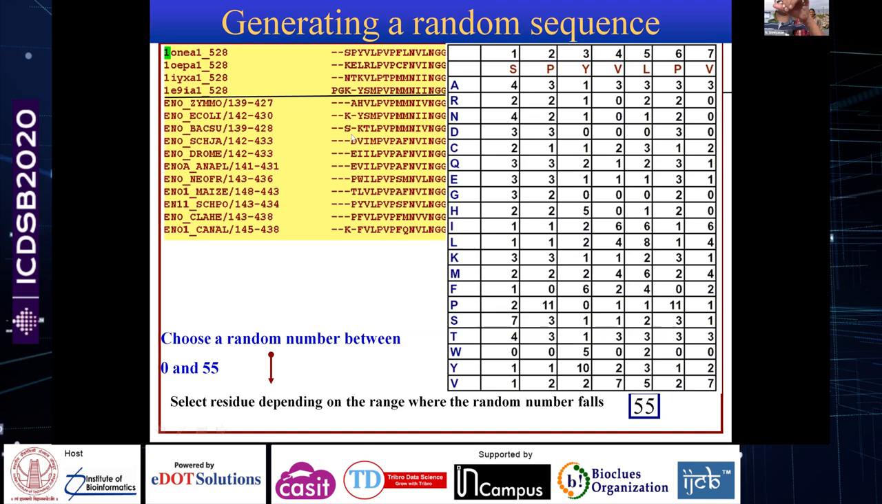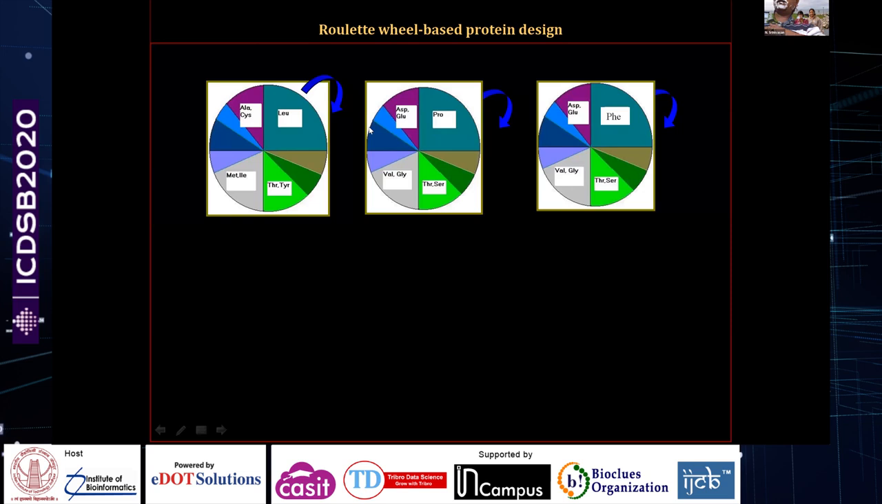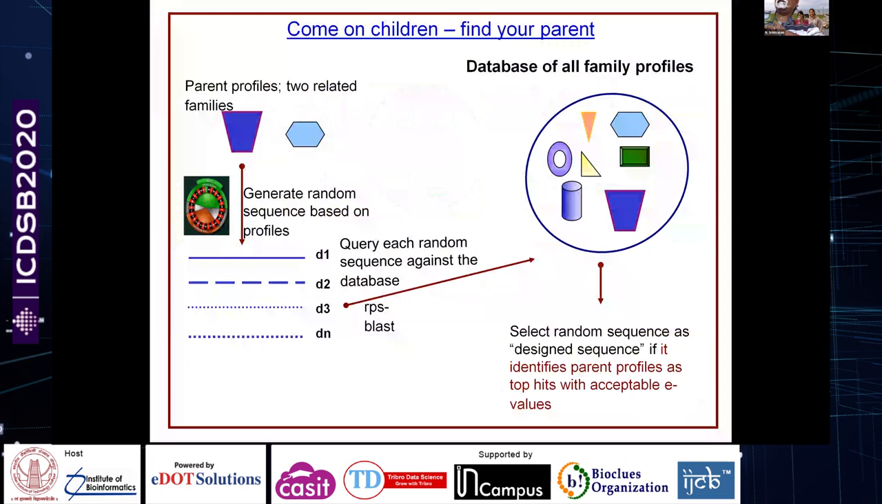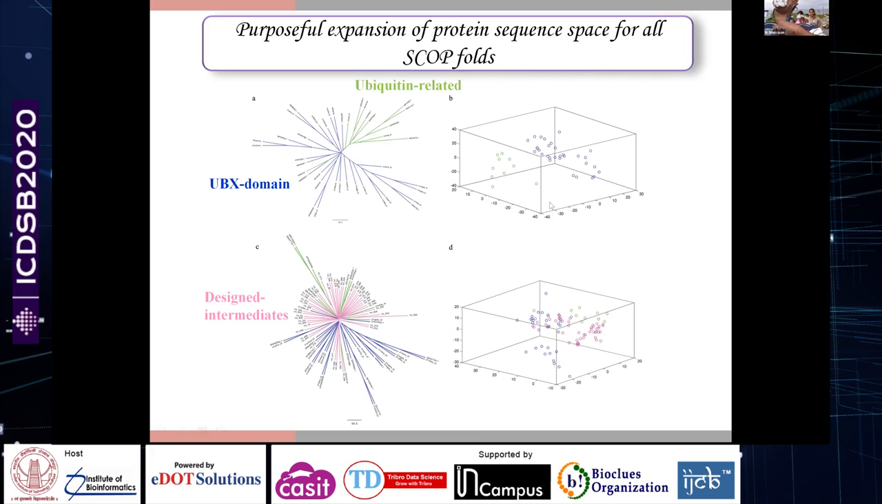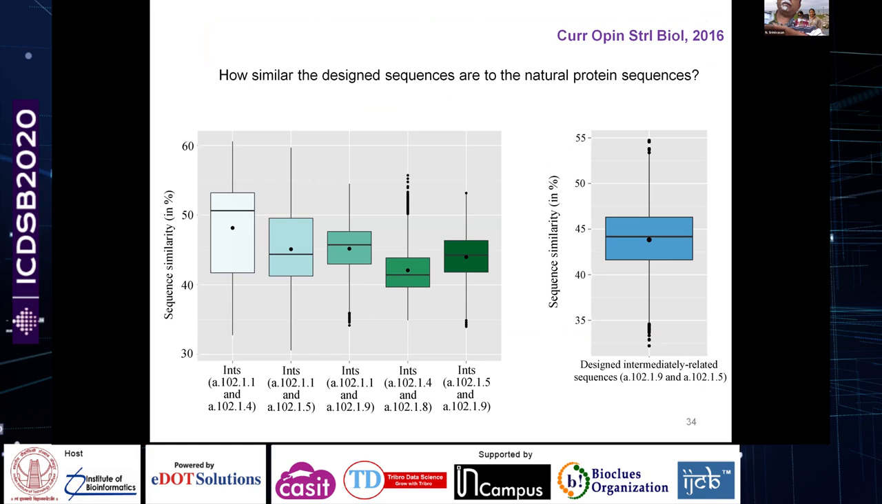So again, going back. Same old story, but for two families, sequences of two families put together, we did the roulette wheel approach. Now this first generation of artificial sequences should find the parents, there are two parents, using the reverse BLAST approach. And then we got these PC analyses for the relationship between the artificial sequences and natural sequences. Now how far are these artificial sequences similar to the natural sequences?